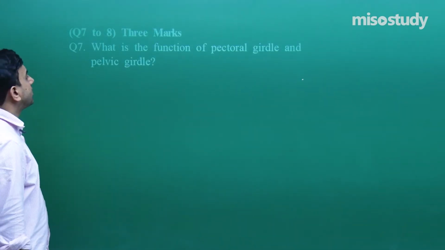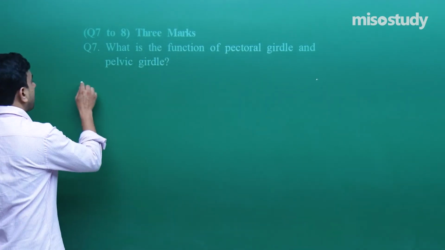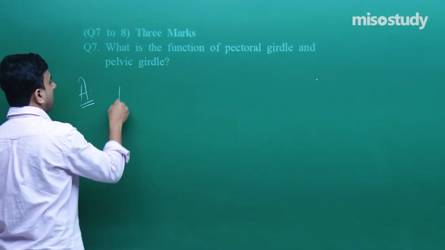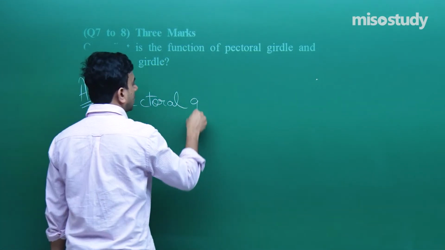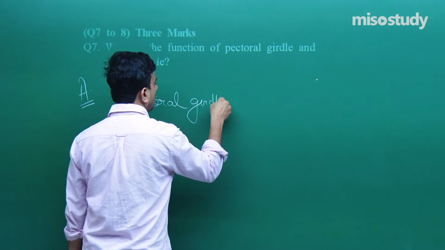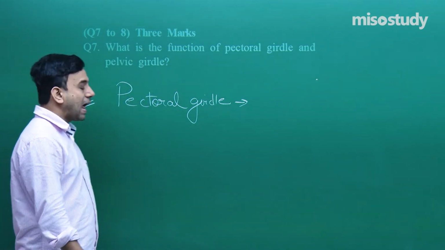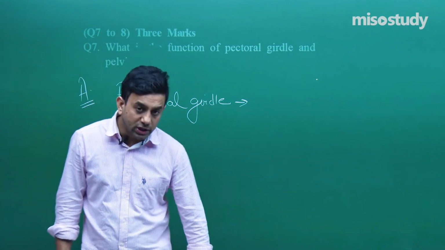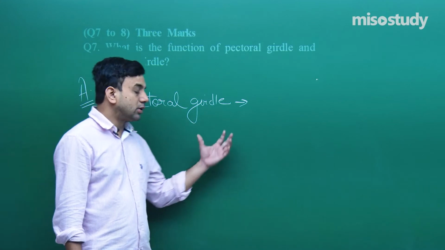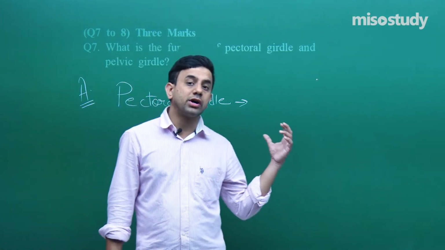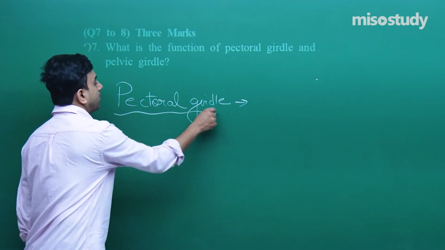What is the function of the pectoral girdle and the pelvic girdle? Pectoral girdle. These are two girdles, or we can say these are the two ball and socket joints present, one in the shoulder and the other in the hip. So, the pectoral girdle.